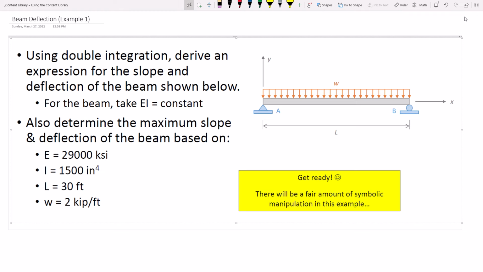So get ready, there's going to be a fair amount of symbolic manipulation here. It's not hard. It really isn't. It's actually really easy. You just got to pay attention. The big thing to keep in mind is that x's are variables. Everything else isn't. Recognize that, you're going to be hunky-dory. So I'm going to give you a sec to copy this down, and then we'll get rocking and rolling on this.